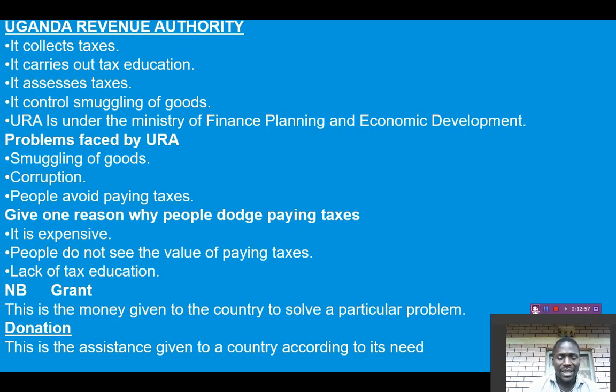This is an assistance given to a country according to its need. It can be finances, it can be goods, and all that, to assist in case they have a certain need. That is also donation. In fact, these two words are almost related. We have grant and donation.